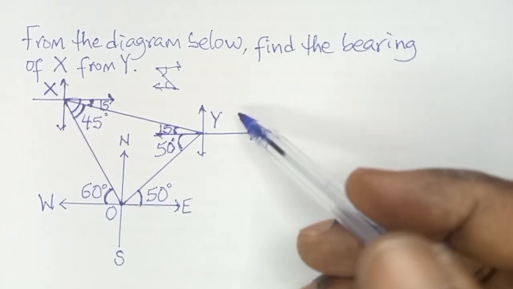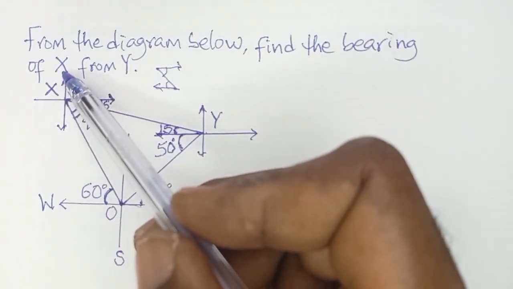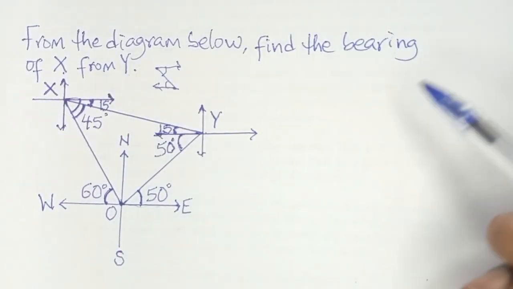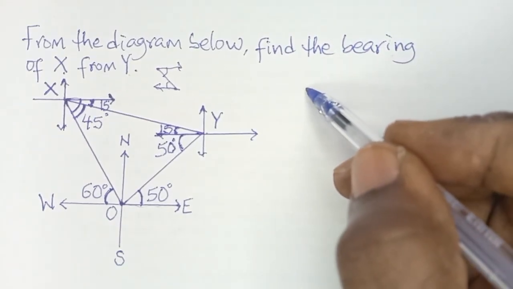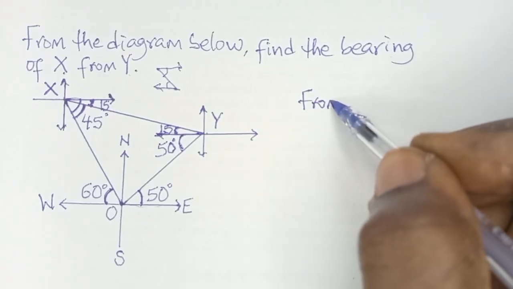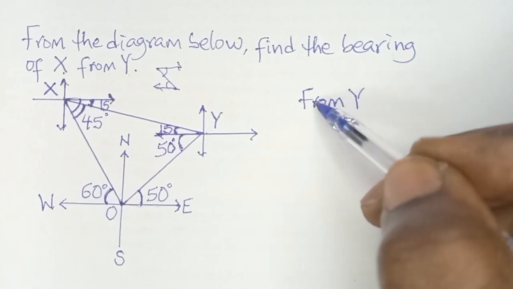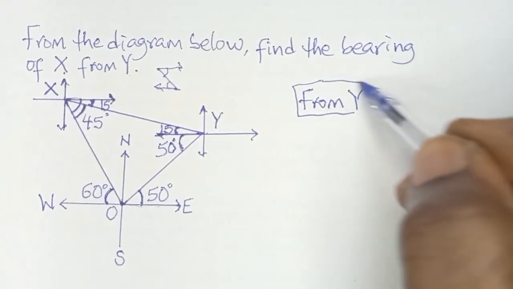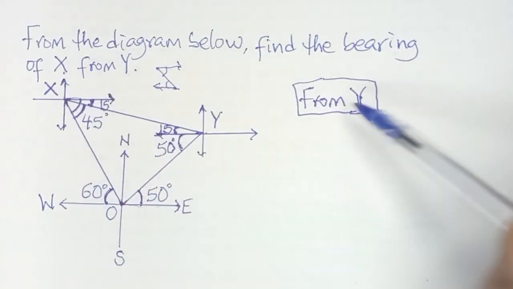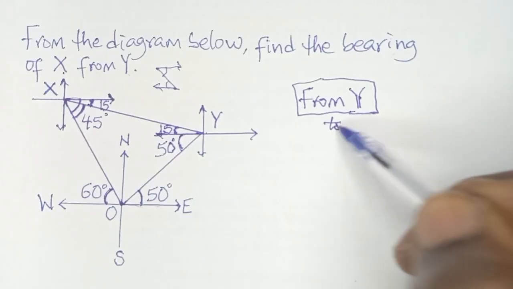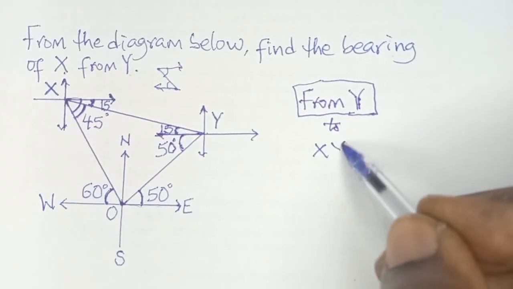Now let's go to the question again. It says find the bearing of point X from point Y. When you are looking for bearing, the question usually says find the bearing of one point from another point. So the question says from point Y. Don't forget this is very important because this is where you measure your angle from. So from point Y to X, what you measure is from Y to the point joining X and Y.